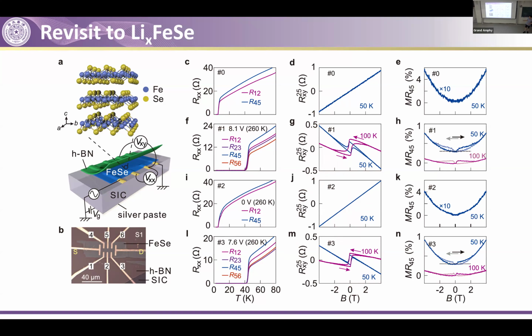And it shows up also in our magnetoresistance. We check different pairs of contacts for iron selenide. Somehow it's quite homogeneous, so it does not depend on the contacts we choose. And this is purely from the vertical direction, how we intercalate lithium ions.